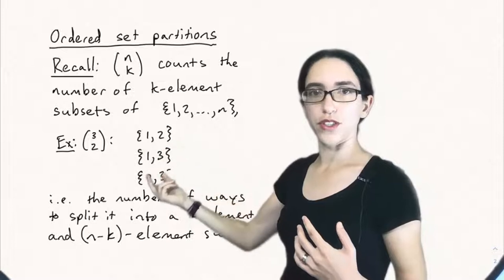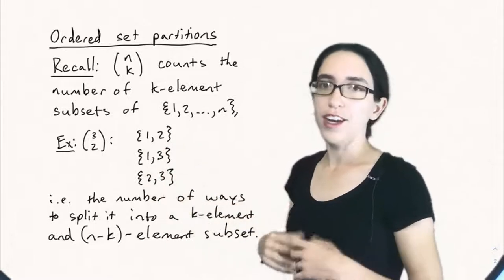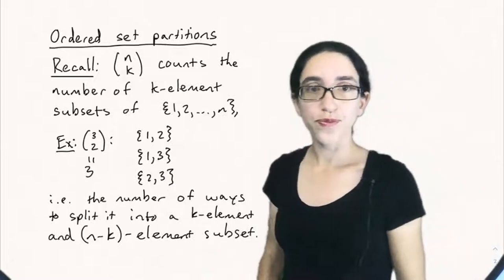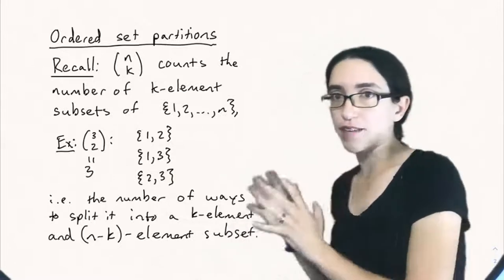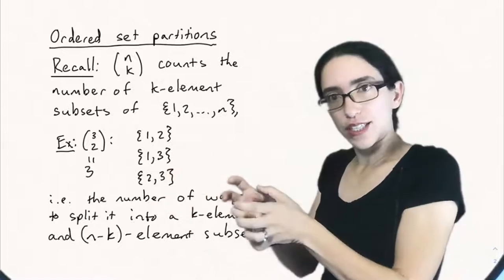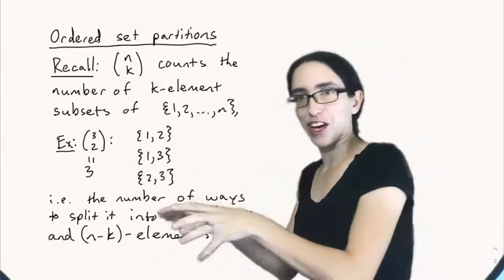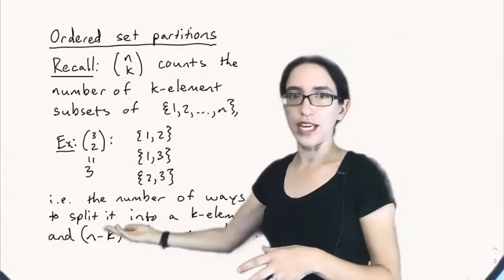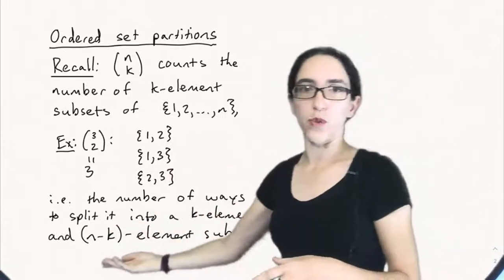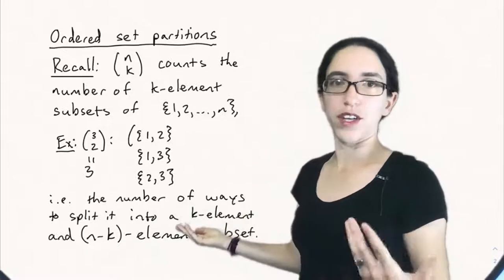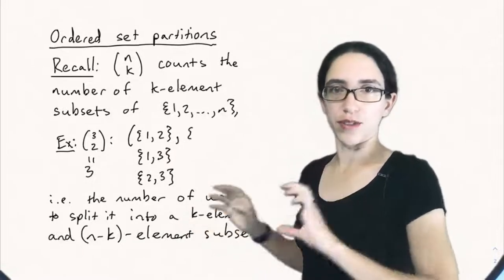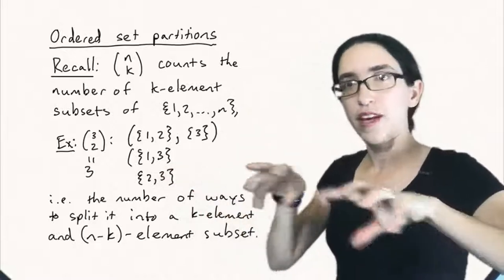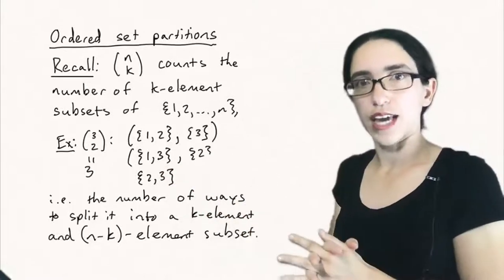So 1, 2, 1, 3, and 2, 3 are the three ways of choosing a two-element subset from 1, 2, 3. Now, we can alternatively think of that as, instead of just choosing a subset, we're choosing a subset and its complement. So it's the number of ways to split 1, 2, and 3 into a two-element subset and a one-element subset. Or in other words, the number of ways of choosing a k-element subset and splitting off a k-element subset and an n minus k-element subset.